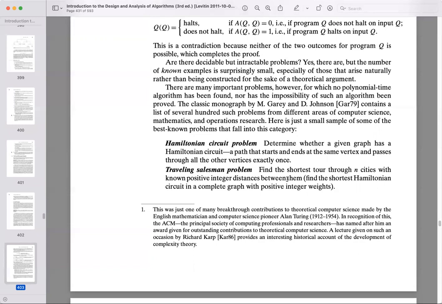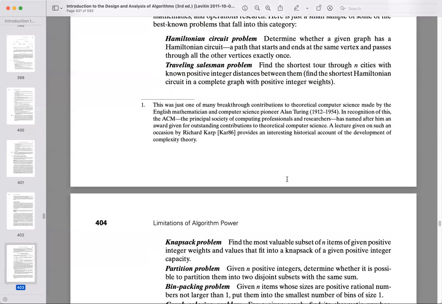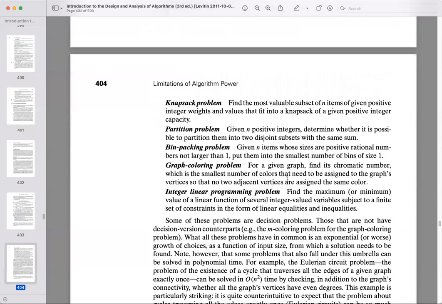We have the traveling salesman problem. Find the shortest path through n cities with known positive integer distances between them. So again, this is a Hamiltonian circuit in a complete graph with positive integer weights. So those are connected problems. We have the knapsack problem. Find the most valuable subset of n items of given positive integer weights and values that fit into a knapsack of a given positive integer capacity. We have the partition problem. Given n positive integers, determine whether it's possible to partition them into two disjoint sets with the same sum.